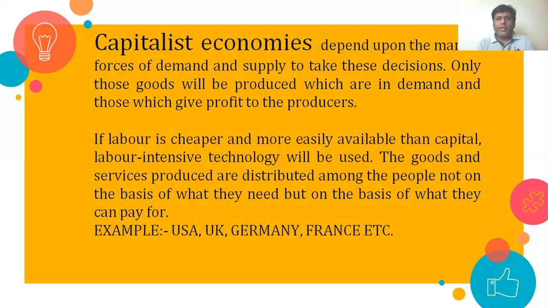The goods are made on the basis of demand and supply factors. The goods are produced where demand is high. On technology, if labor is cheaply available, they will go for LIT. If the technology is cheaply available, they will go for CIT. Those who have the paying capacity, who want the goods and can pay for it, the goods will be produced for them. So capitalist economy is more market driven, mainly controlled by the market, or we can say the private sector. US, France, Germany, South Korea are the basic examples of capitalist economy.